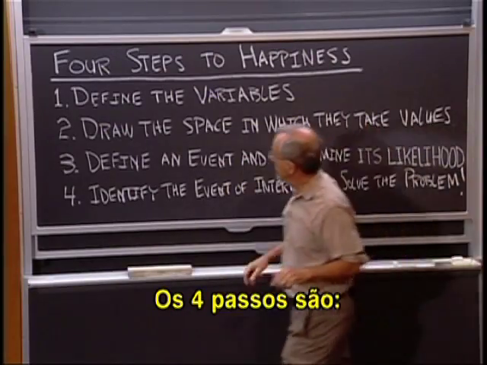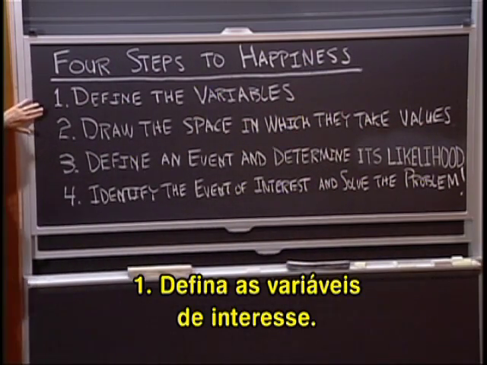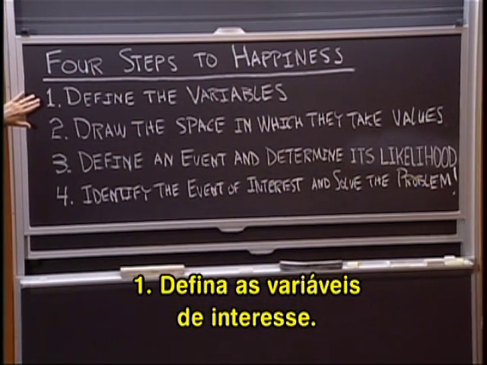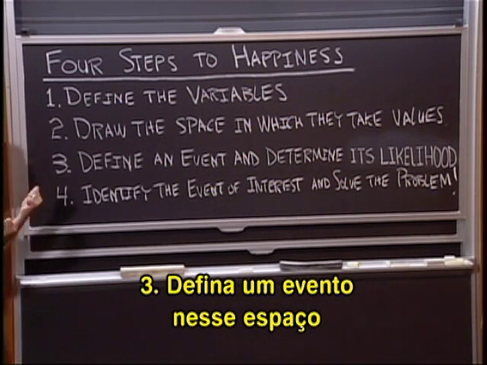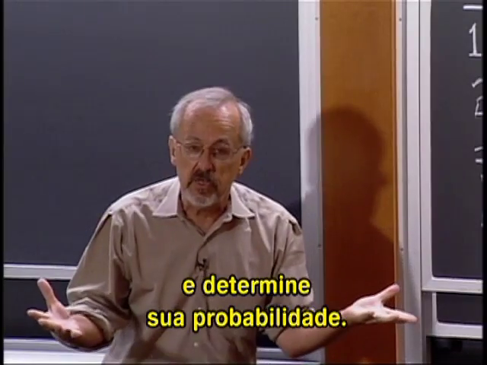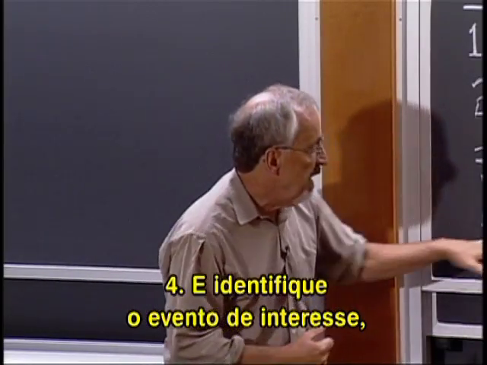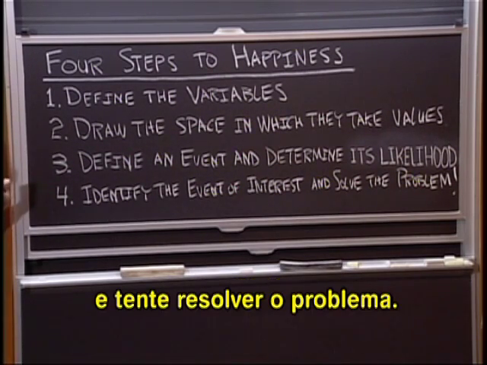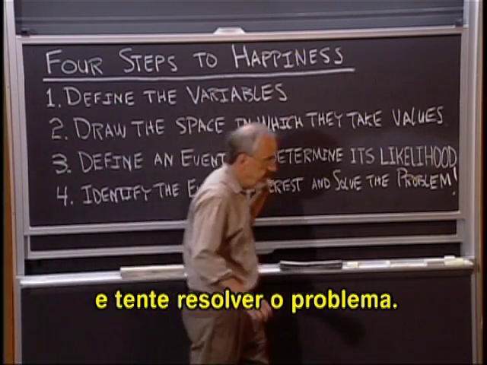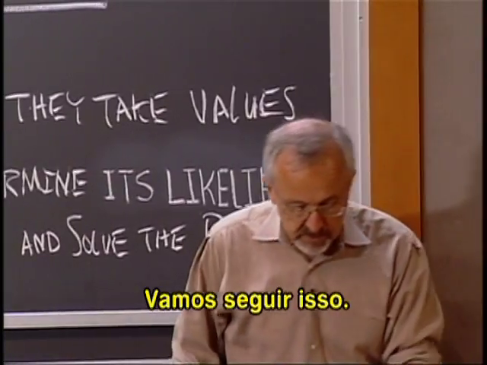So these 4 steps to happiness are: 1, define the variables of interest; 2, draw the space in which they take on values; 3, define an event in that space and determine its likelihood; and finally, identify the event of interest, in this case, being able to form a triangle, and try to solve the problem. Okay, so let's go with this.